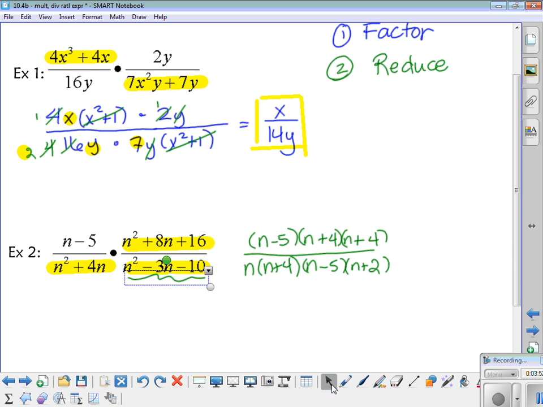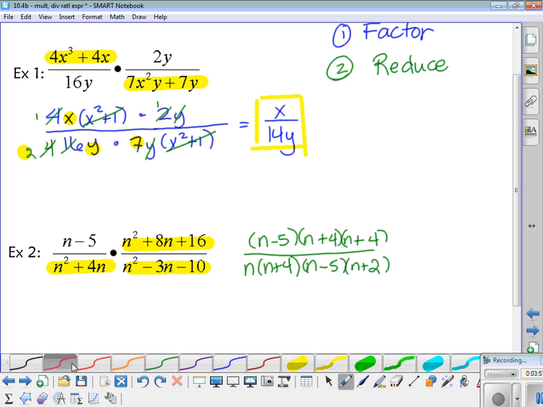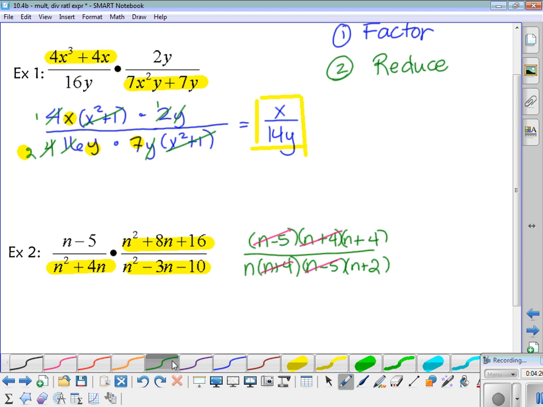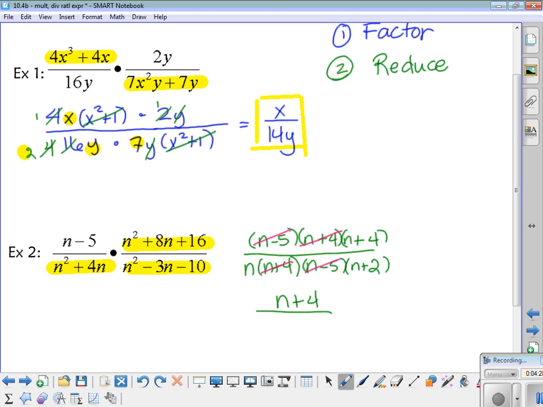Okay. All right, and then I just go through and start crossing out what's the same on the top and the bottom. So I have an n minus 5 on the top and the bottom. I have an n plus 4 on the top and the bottom. Is there anything else I can reduce? Okay, I cannot reduce the 2 and the 4 because they're a package deal. They're in parentheses, they're attached to the n with a plus sign, so they can't be reduced, okay? That's a common misunderstanding though, so don't feel bad. Okay, so I have n plus 4 on top, and then I have n times n plus 2 on the bottom. And that would be your answer.